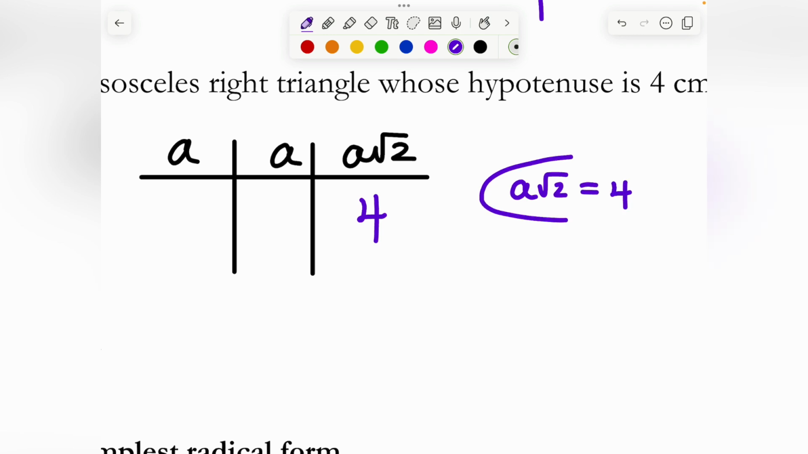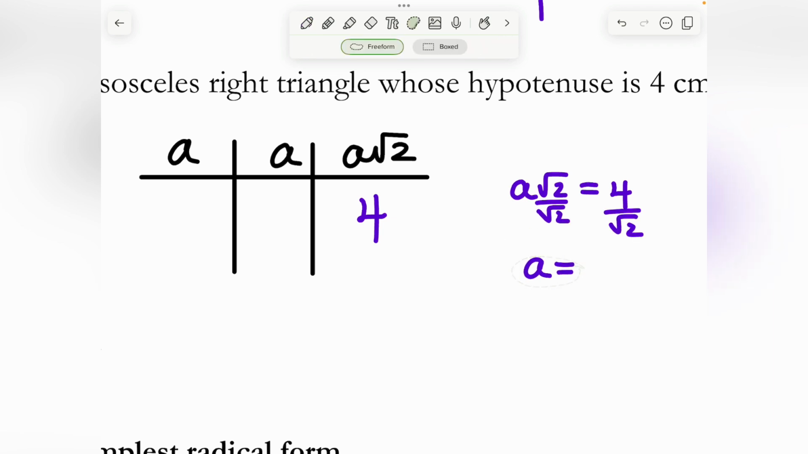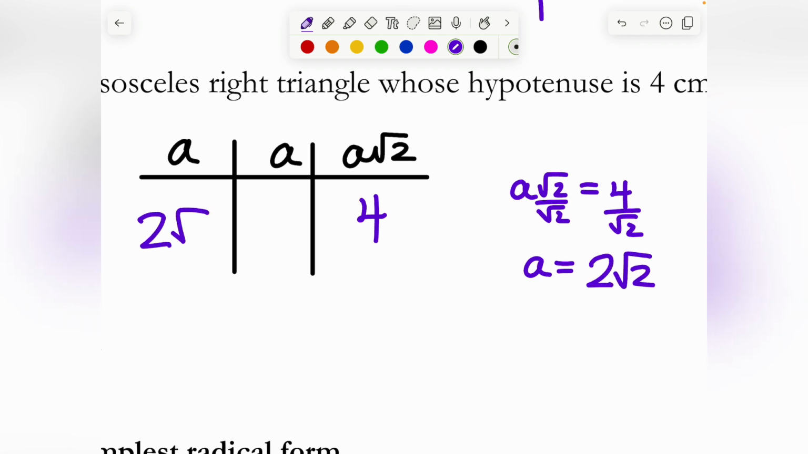You don't even have to do this part. If you know that you have to divide by root 2, that's it. You're just dividing by root 2 to go backwards. So 4 divided by 2 is 2. Stick on the root 2. So the sides are 2 root 2.